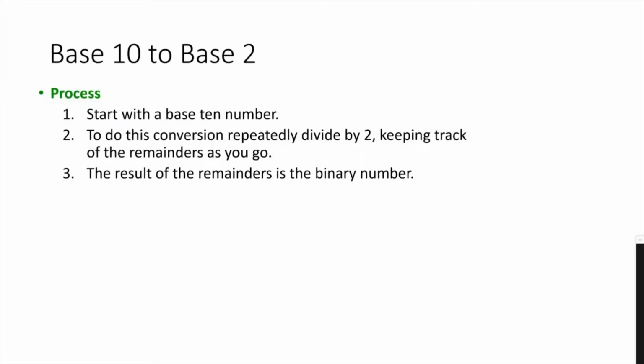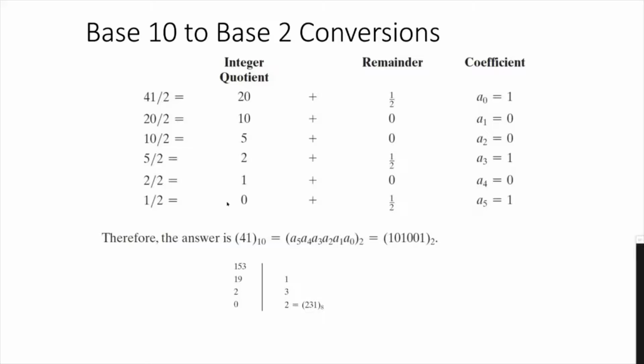Okay, so if we want to take a look at base 10 to base 2 to start with, this is the process. We start with the base 10 number. We do conversion by repeatedly dividing by 2 and keeping track of the remainders. And then the result of the remainders is the binary number that's associated with it. Okay, so taking a look at an example, let's say that we had 41 as our number, base 10, and we want to convert it to base 2.